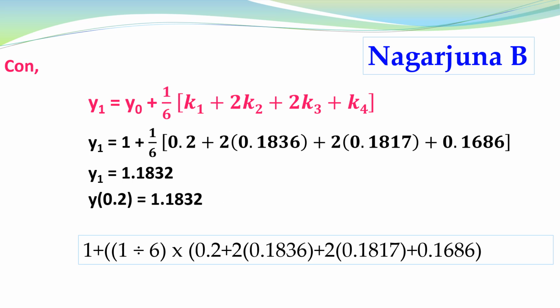That means we have calculated y at the point 0.2 of x, that is y of 0.2 equal to 1.1832. That is the value of y is equal to 1.1832 at the point x is equal to 0.2 by using the Runge-Kutta method. It is also called the first order Runge-Kutta method and fourth order Runge-Kutta method. In simple terms, we'll be calling it an RK method.